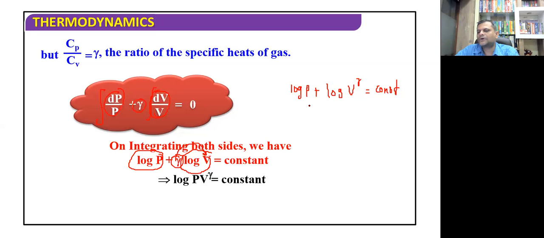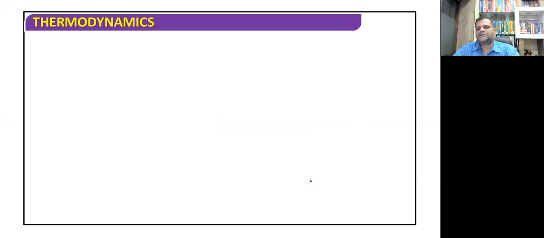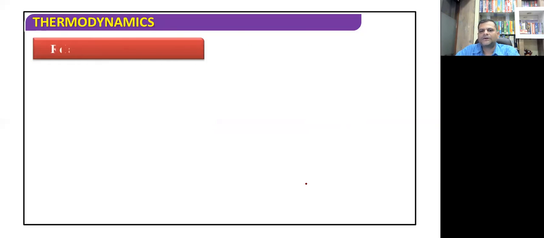As we know, log of A plus log of B is log of AB, so from this we get log of P into V raised to gamma is going to be a constant. Since log of something is constant, that same thing will also be a constant. That gives PV raised to gamma is equal to constant as the final equation. Also, we can prove the relationship between V and T using the same thing.